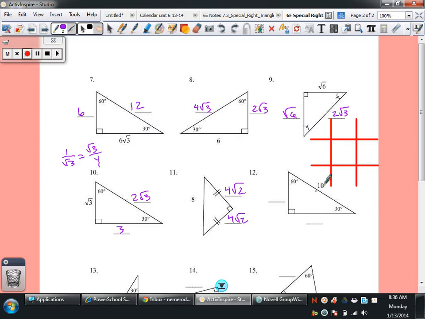Let's see. This is a 30, 60, 90. The hypotenuse is 10. I know right away that the short side is half of that, so that's 5. And then 1 over 5 equals the square root of 3 over y, cross multiply, and this side over here is 5 times the square root of 3. That is a god-awful looking 3. And there you go. And that's it.